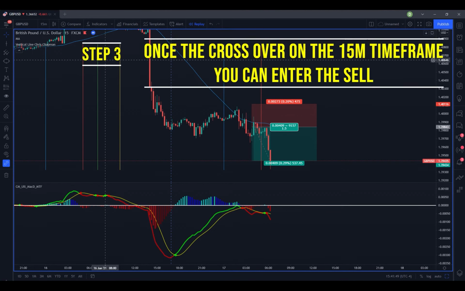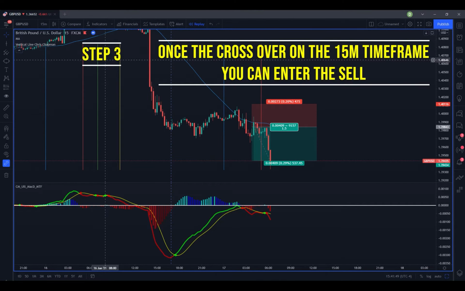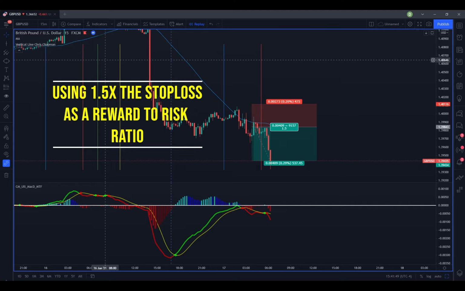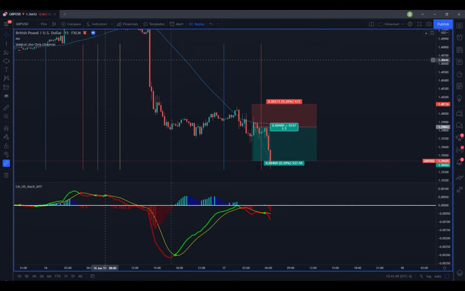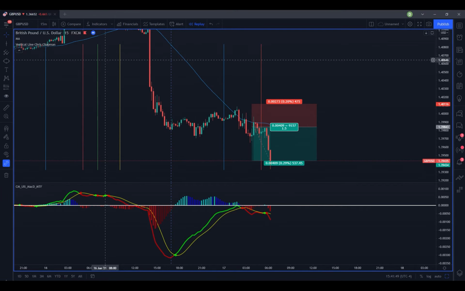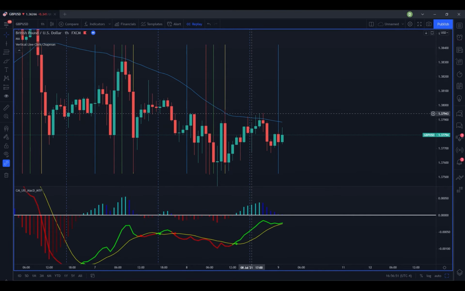Step 3. Once there is a crossover on the 5-minute time frame, you can enter the sell, circled here. As you can see, using 1.5 times the stop loss as the reward to risk ratio. As you develop and have more confidence in the type of trade, you can adjust your reward to risk ratio much more. Next, I'm going to show you a buy signal example.